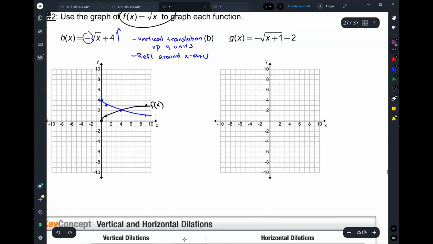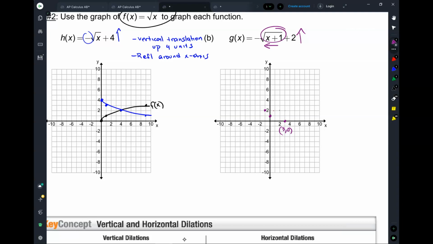This one goes to the left 1, up 2. And there is a reflection around the x-axis. So, left 1, up 2. Now, if I go over 1, I go down 1. If I go over 4, I go down 2. So that's at 3, 0, because it moved left 1.